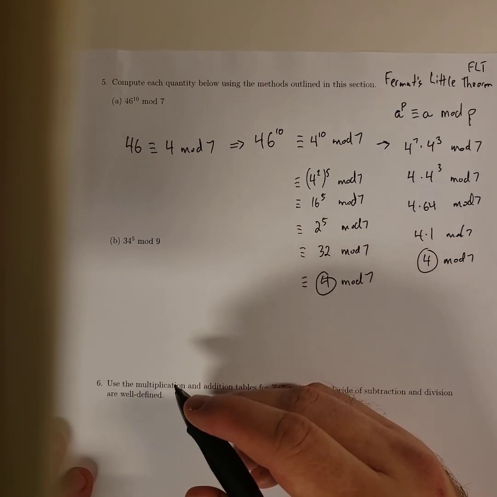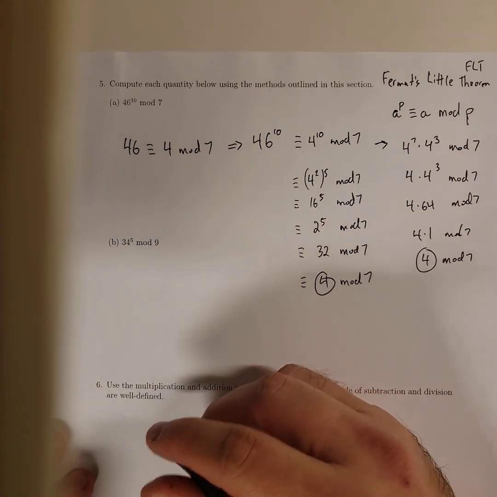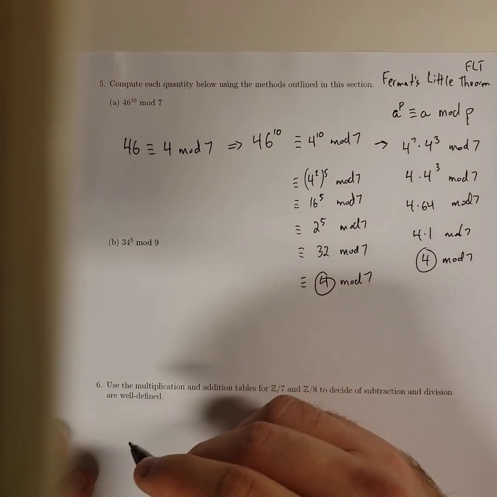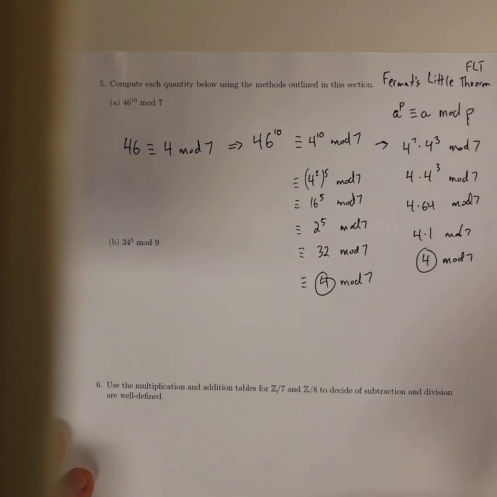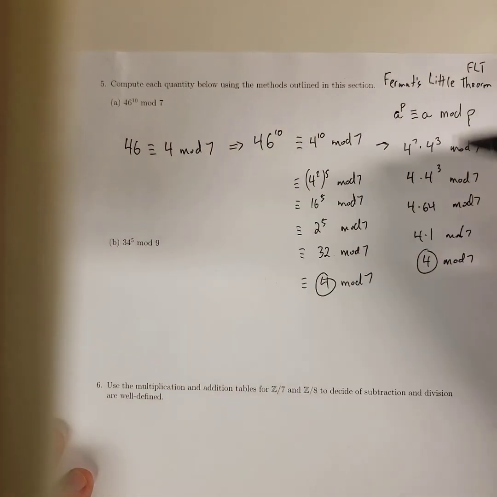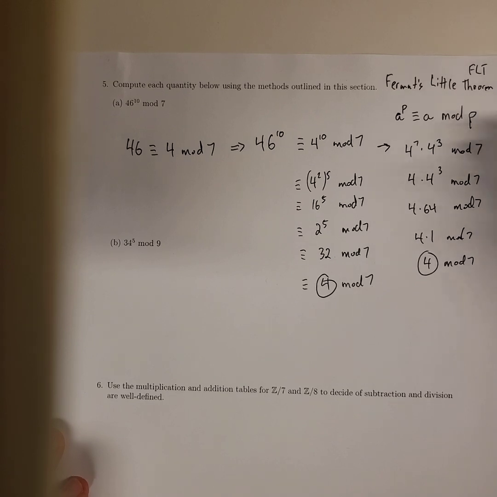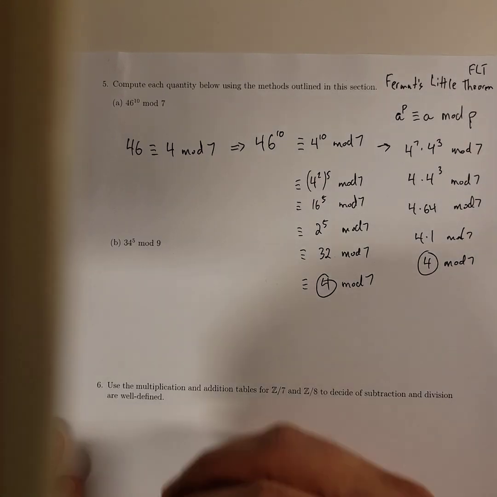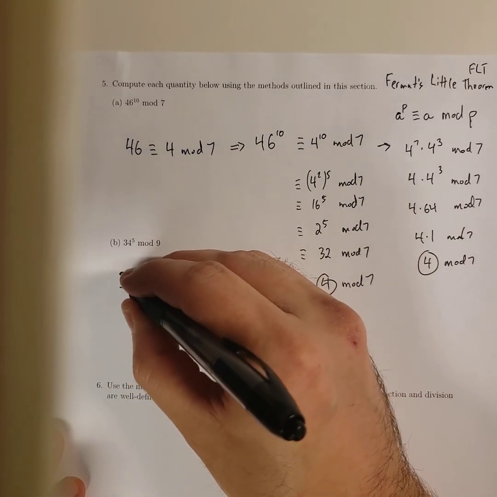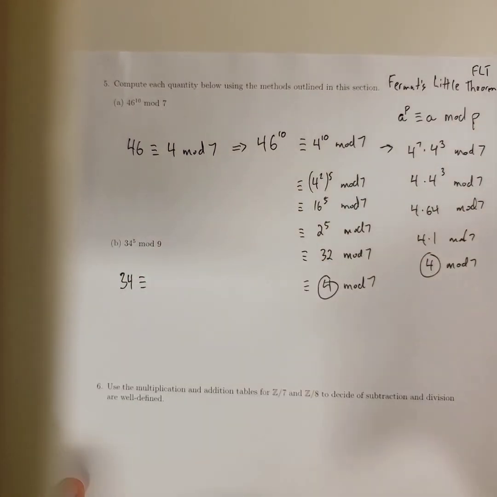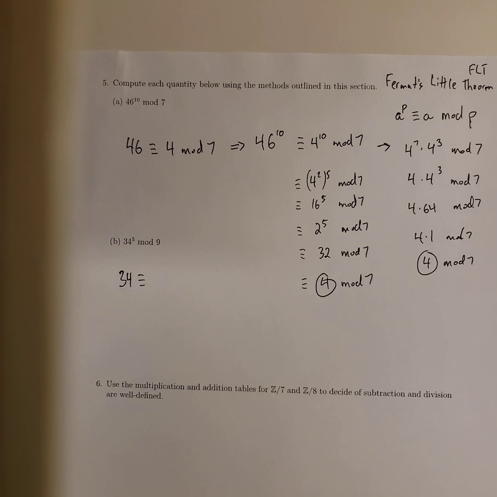Okay, the last one of these here, 34 to the 5th, mod 9. 9 isn't prime, so I can't use this. This only works for primes, although there is a version of this called Euler's theorem that works for non-primes. So first we reduce 34 mod 9. And you get a remainder of 7?